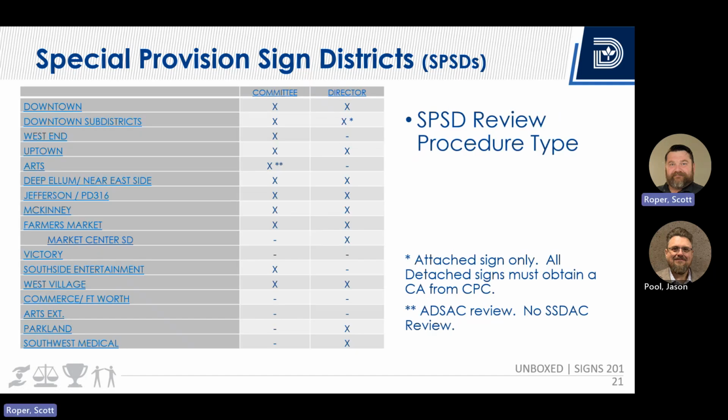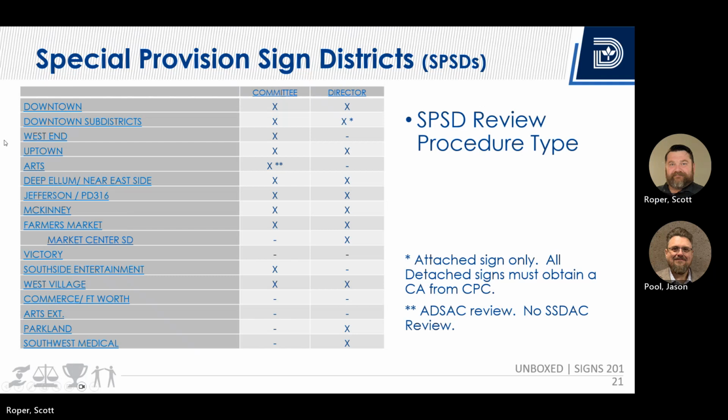This is a chart. You may not be able to see it very well, but this is a pretty good resource for you to use. Everything on here is a clickable link. This is the list of all of our SPSDs. The link will take you directly to that part of the ordinance that covers that SPSD. That way you don't have to dig around, because they are kind of hard to find sometimes if you're not used to it.